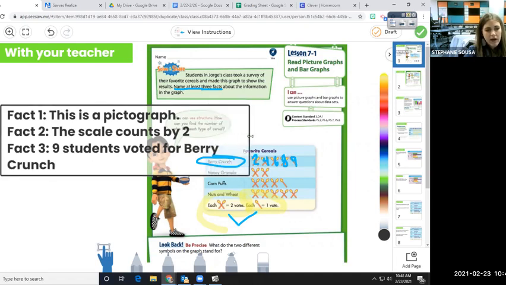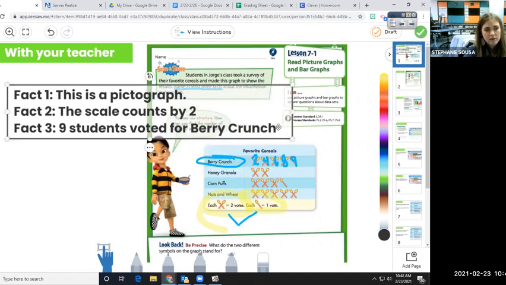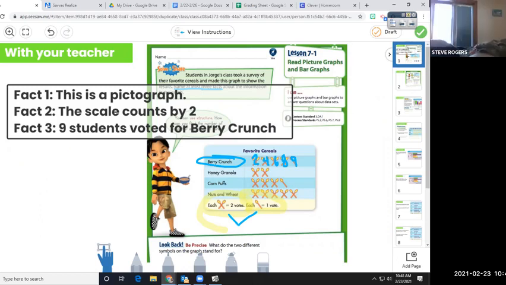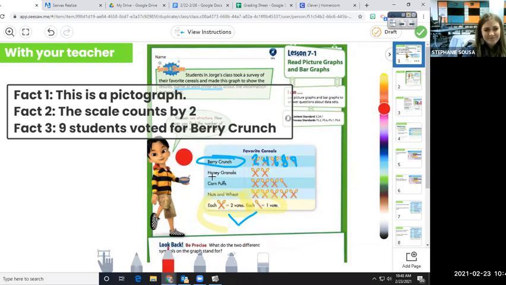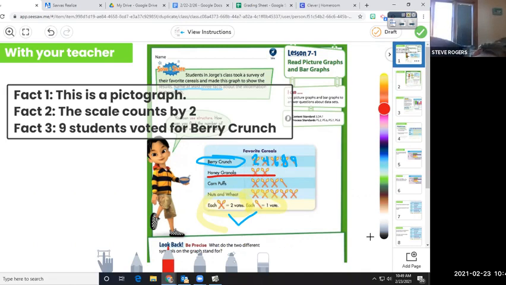There are a ton of facts that you could have put about this graph, tons of them, okay? But these are the 3 that we chose to focus on here. Steve Rogers. It's only 4 kids. Oh, I was looking at the wrong place. You were looking at honey granola, right? Yeah, honey granola does have 4 votes because it has 2 double spoons, 2, 4. But that is a fact you could put down. You could put down that 4 students voted for honey granola. That information is shown in our graph.